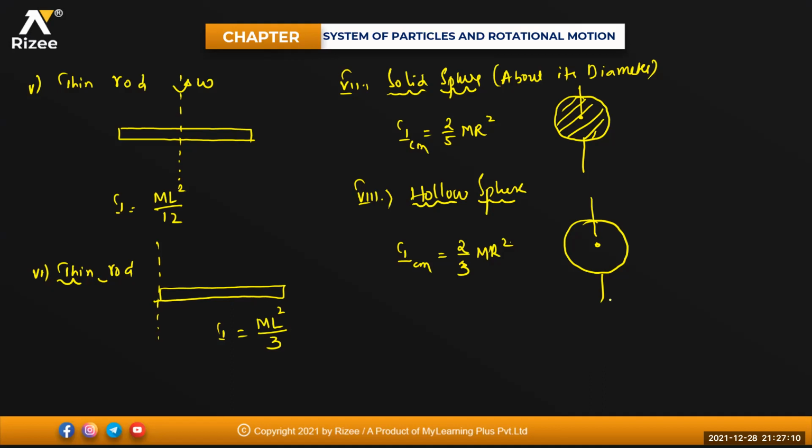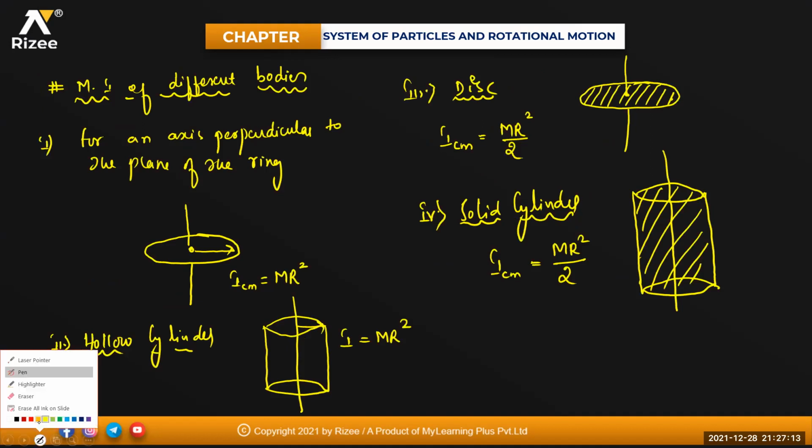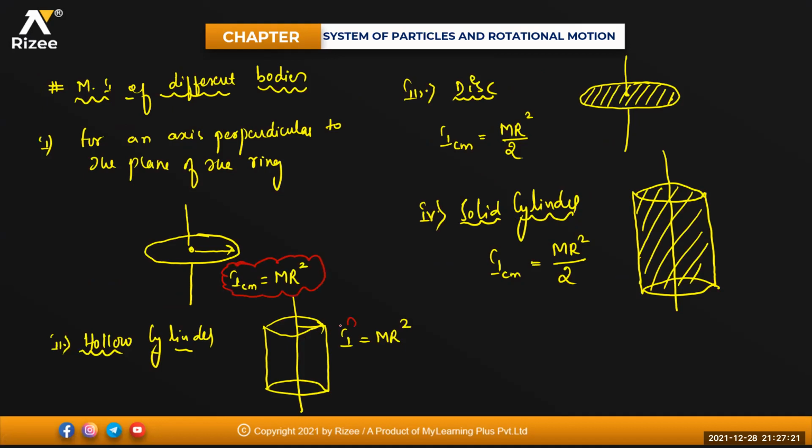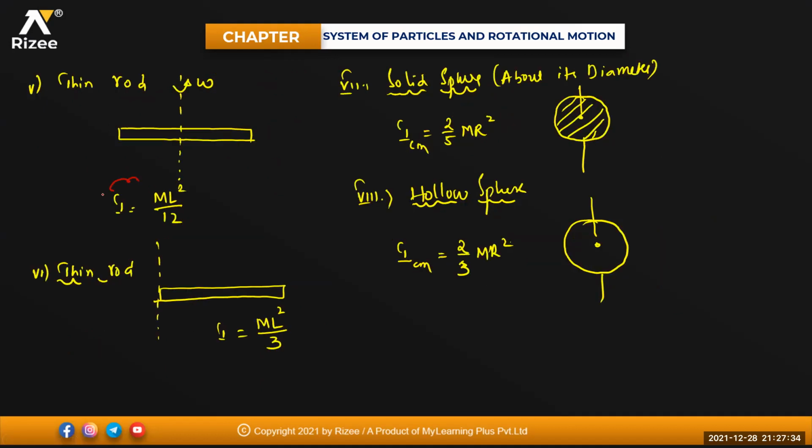Okay, just go through it once, beta. For the ring, ICM is equal to mr square. For the hollow cylinder also, m into r square. For the disk, moment of inertia is mr square by 2. For solid cylinder also, mr square divided by 2. This formula should be all in your tips, beta. For a rod, when axis is passing through center, ml square by 12. If the axis is passing through one end, it is ml square by 3. For solid sphere, it is 2 by 5 mr square. And for hollow sphere, it is 2 by 3 mr square.